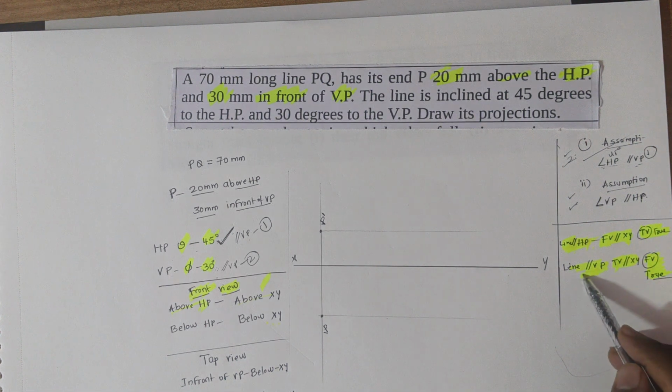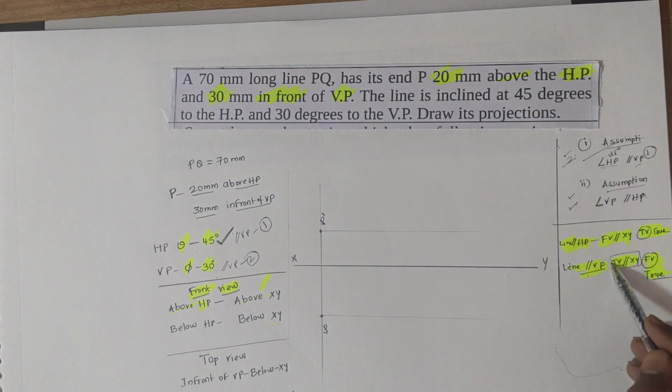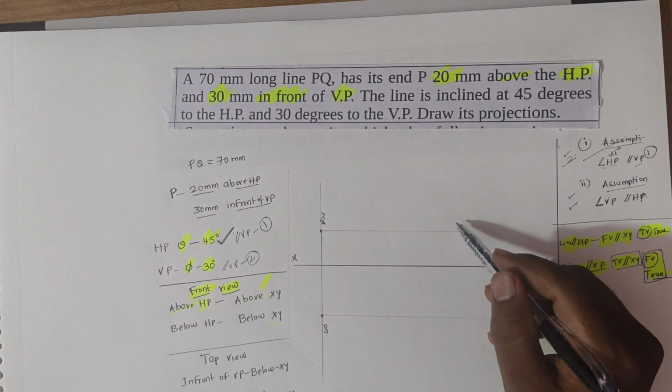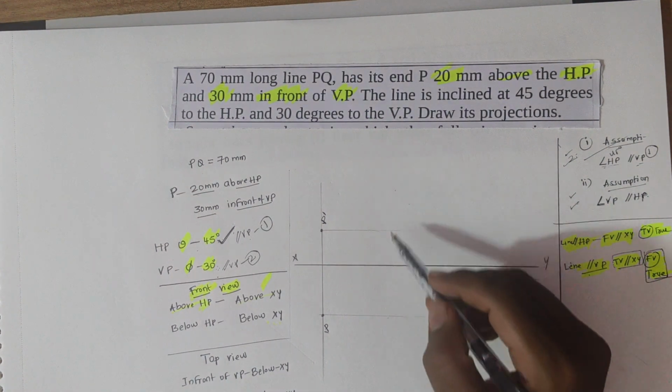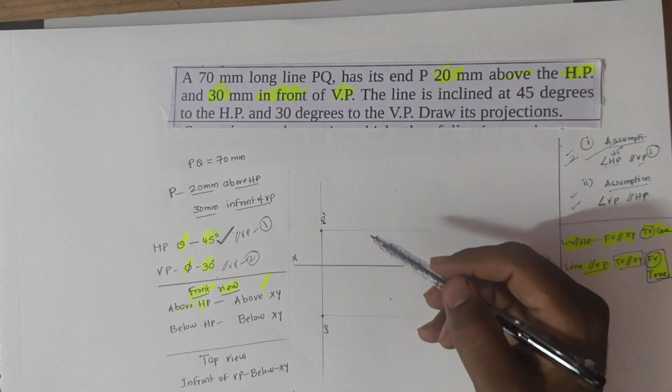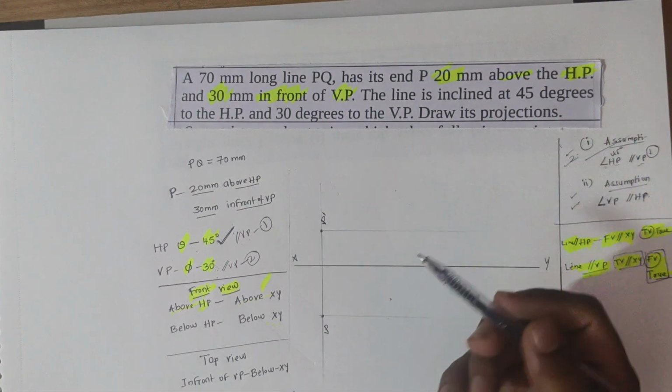When a line is parallel to VP, what happens? Top view is going to be parallel to XY but front view is going to be true length. And remember, whenever you need to draw a front view and top view of a line, whichever shows the true length, that you have to draw first.